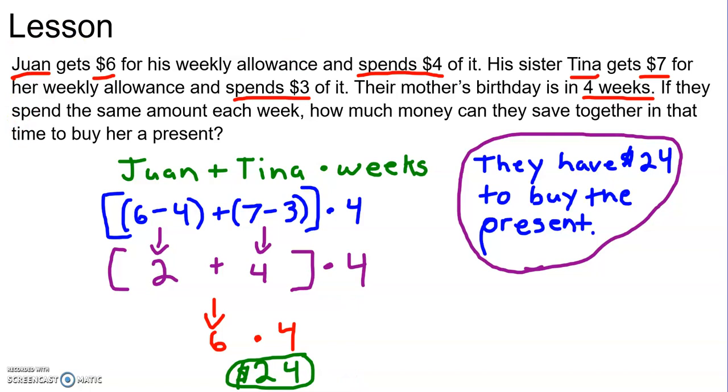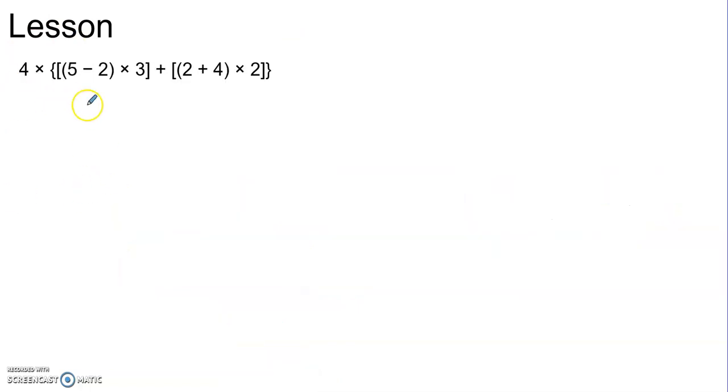Now let's try one more problem. Now this looks like a crazy problem, doesn't it? Because I got parentheses, I got brackets, I got braces. So no matter which way that I look at it, I'm going to still have to be able to solve this. So our order of operations says do parentheses first.